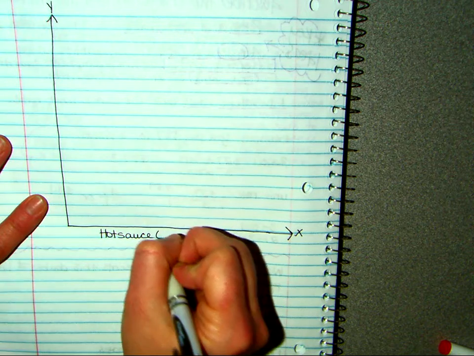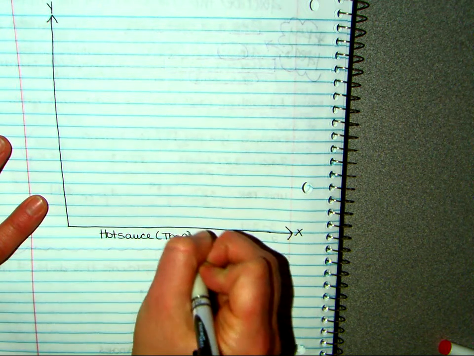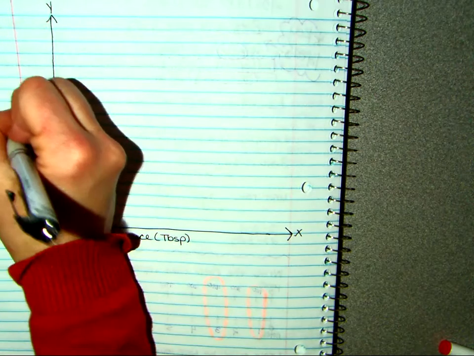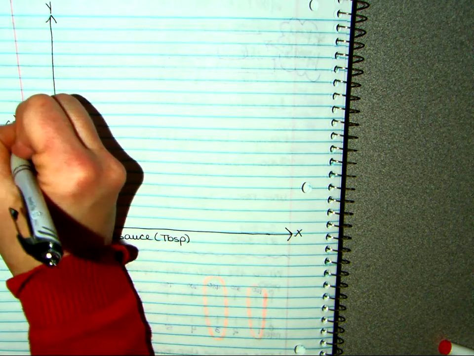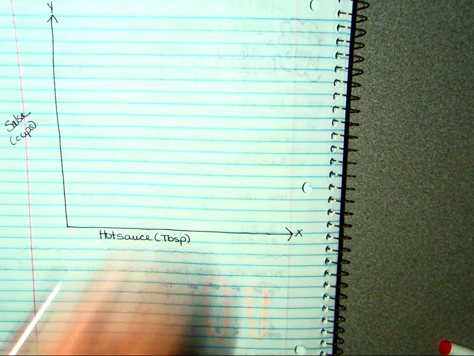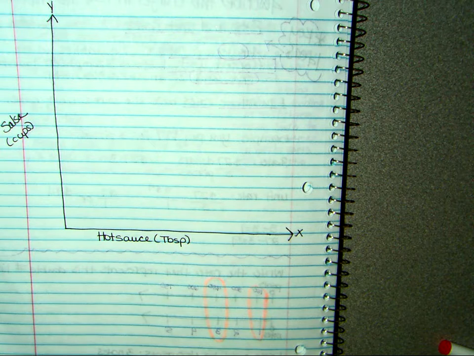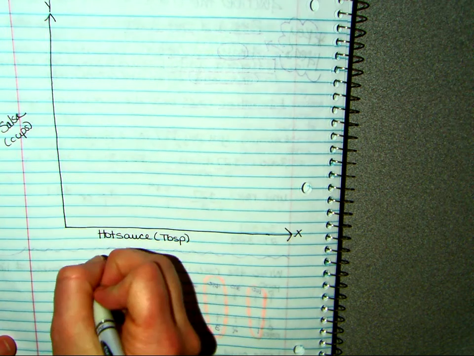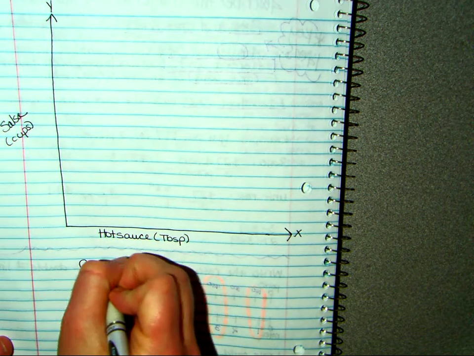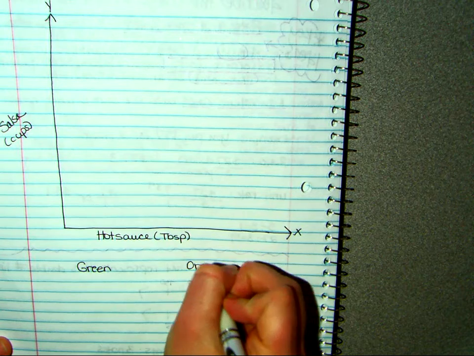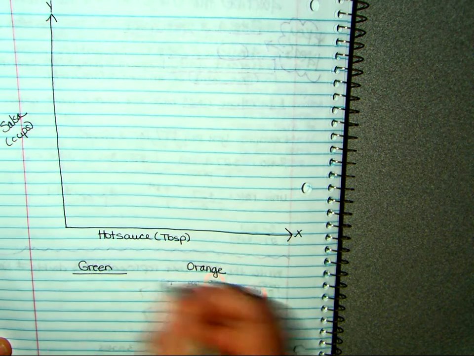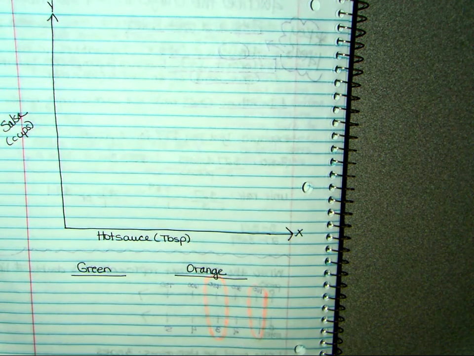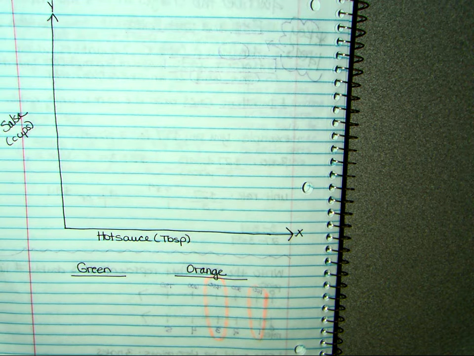And it is in tablespoons. And our y is salsa, and it is in cups. Now, when we look at our two numbers for the green bowl and the orange bowl, I need to create ordered pairs. Remember, my ordered pairs are my x, y value.